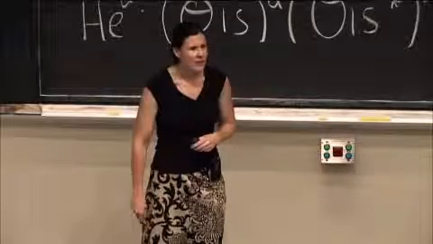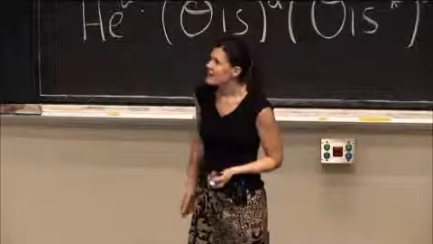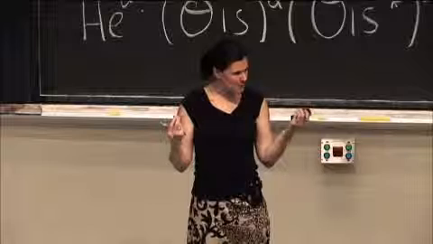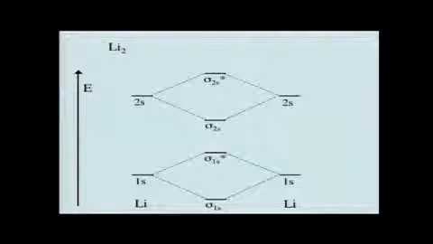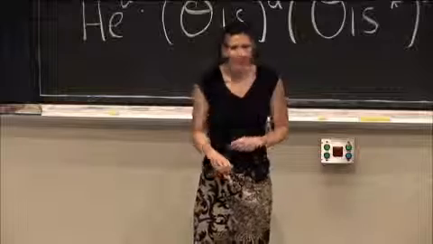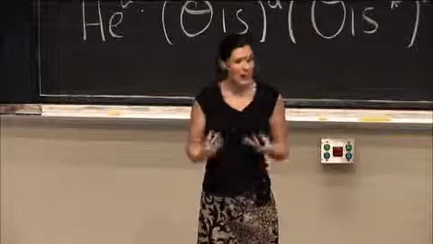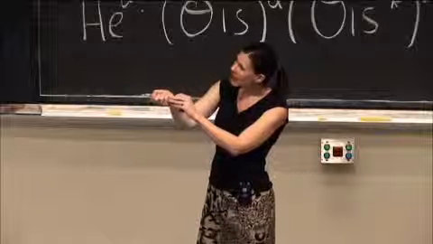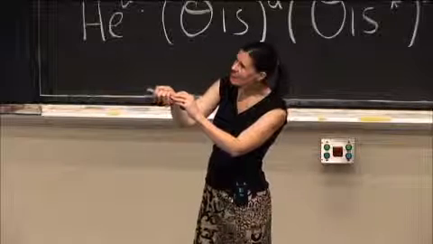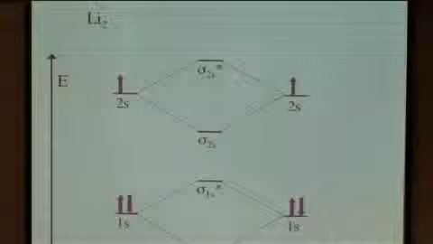So let's look at another example. Let's take lithium-2 and see what we can figure out here. In lithium-2, we have 2 atoms of lithium, each with 3 electrons in them. So now we have to include both the 1s orbitals and also the 2s orbitals. Anytime in a molecular orbital diagram you draw in atomic orbitals, you need to draw the corresponding molecular orbitals. So this means we need to have sigma 1s, sigma 1s star, and now sigma 2s and sigma 2s star.